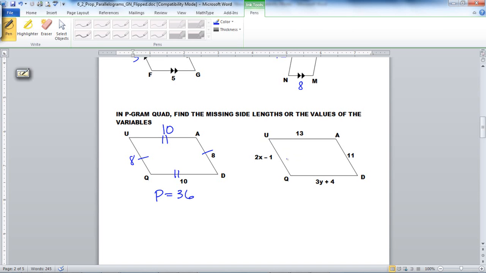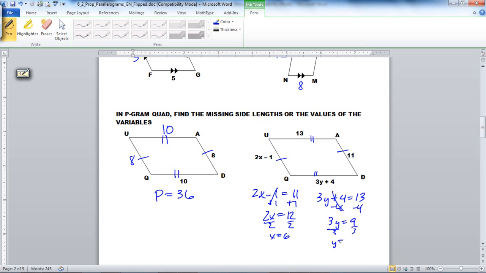Sometimes you're going to be given information that actually makes you write an equation. So I know this is congruent to that, so now I have 2x minus 1 is equal to 11. So I add 1 to both sides. 2x equals 12. Divide by 2 from both sides, and x equals 6. And then I know that this is congruent to that, so 3y plus 4 is equal to 13. So subtract 4 from both sides. Divide by 3 from both sides, and I get y is equal to 3.